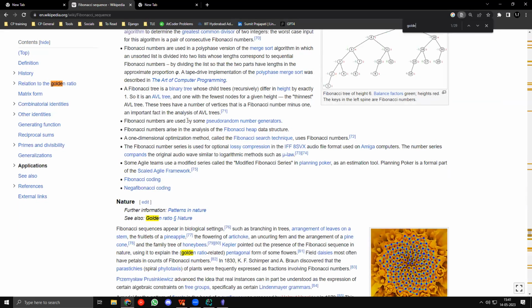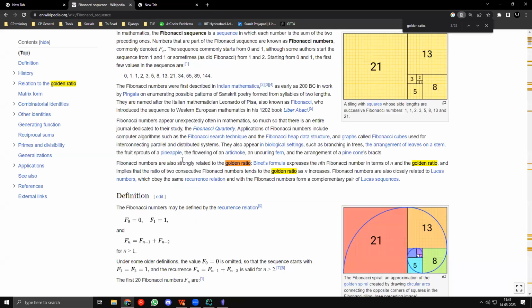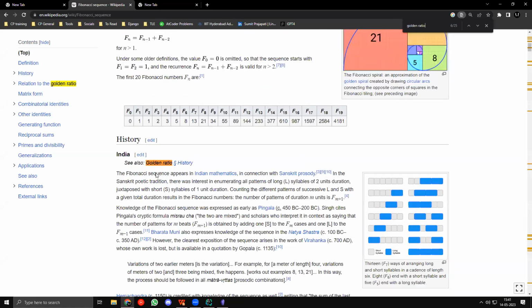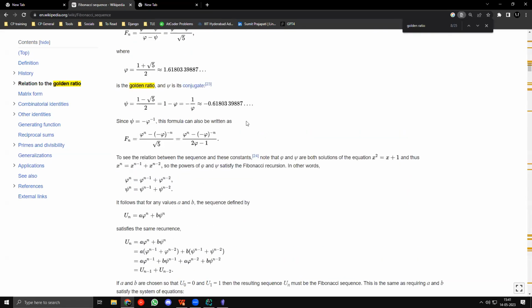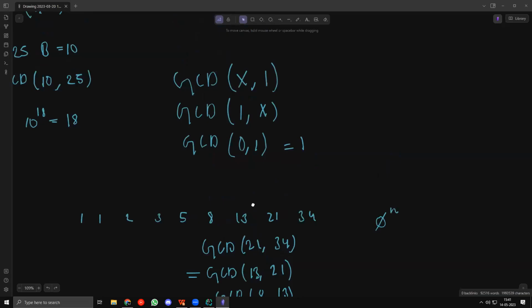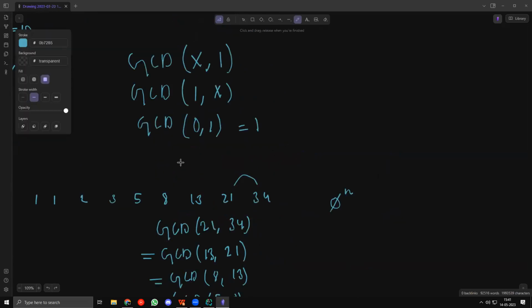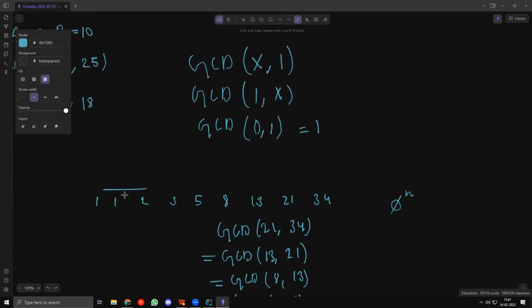Okay, golden ratio. Let me search golden ratio. Yeah, you can see that it is defined with the golden ratio. So this is basically the formula. There's some number to the power of n minus some number to the negative power of n. But basically the idea is that it's going to be an exponential thing, right? The Fibonacci sequence basically almost doubles every single time. So first it doubles, then it almost doubles, then it almost doubles again, and so on, right?